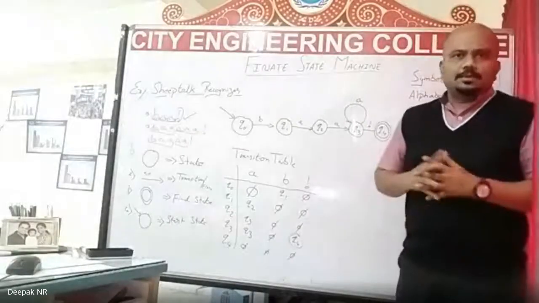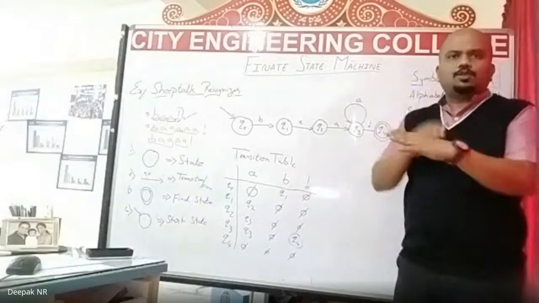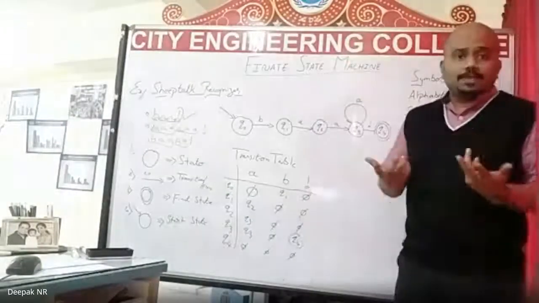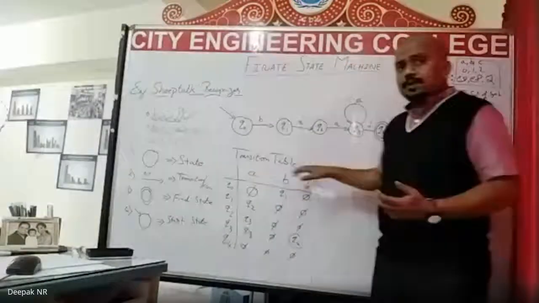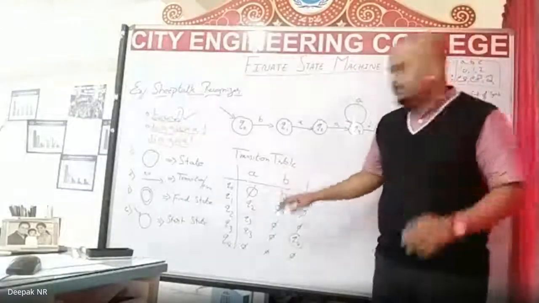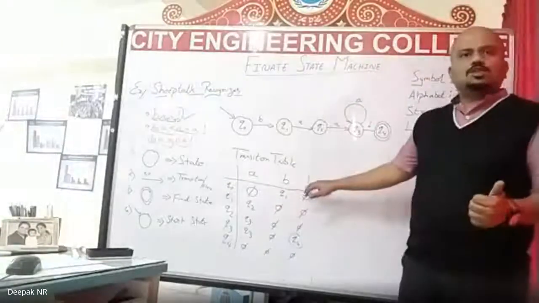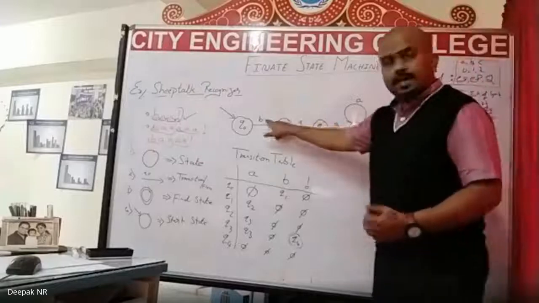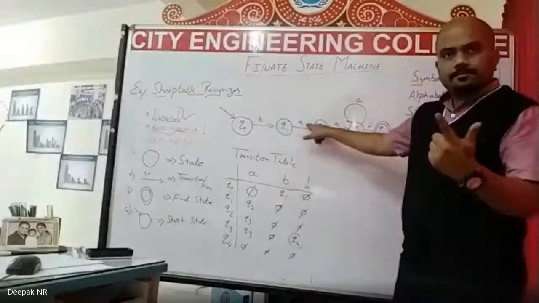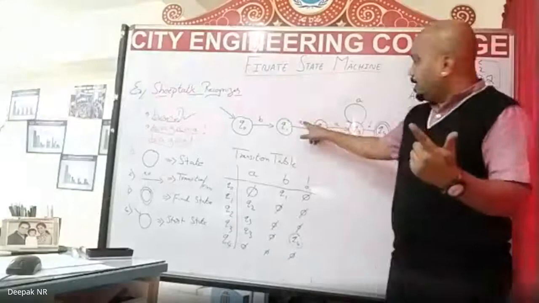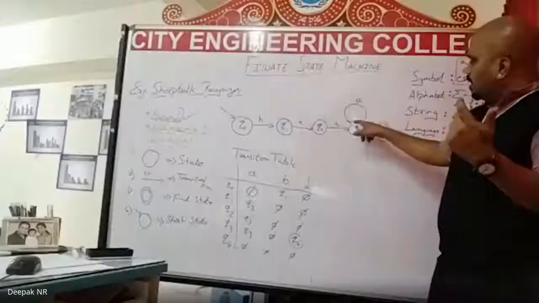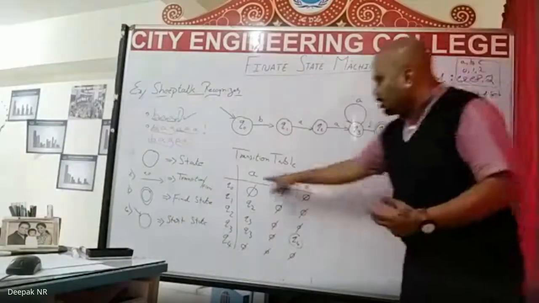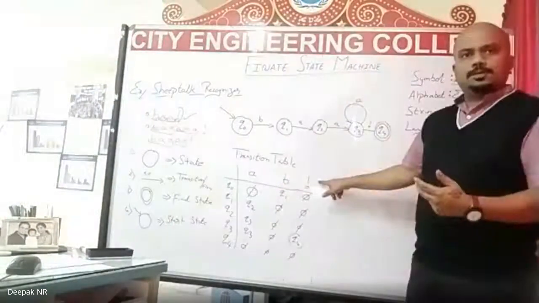What do you mean by transition table? I will list things in a tabular format. I name the columns as the list of symbols. For the given machine, which symbols are used? Three symbols are used, so I write them as A, B, and the exclamation mark.